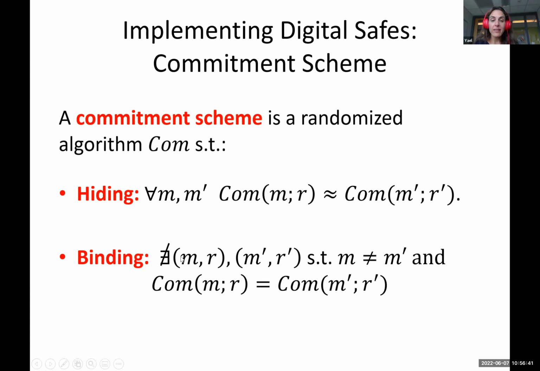So binding just says that you cannot open the commitment to two different M's. So there does not exist an M and an opening, where the key is the randomness R, such that you can give M and R, and M prime and R prime, where M and M prime are distinct, opening to two different values, and say that the commitments are the same. So once you commit, there's only one way to open. There's only one M and R that will give you the value of the commitment.